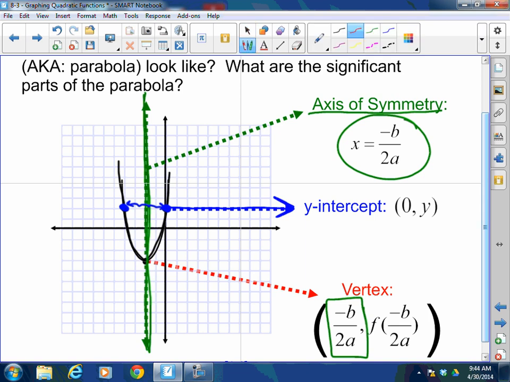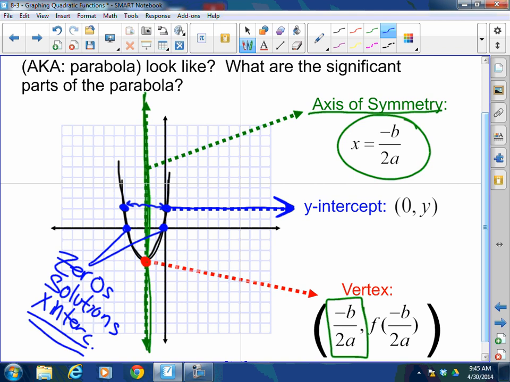And the vertex is the axis of symmetry, the negative b over 2a, comma, the value of y when you plug in that negative b over 2a. And also, please remember that we also have the zeros. This guy and this guy, these are zeros. What are zeros? Those are the solutions. And they're also known as the x-intercepts, because they're the x value when y equals 0. That is the whole point of graphing a quadratic function, to find the zeros.